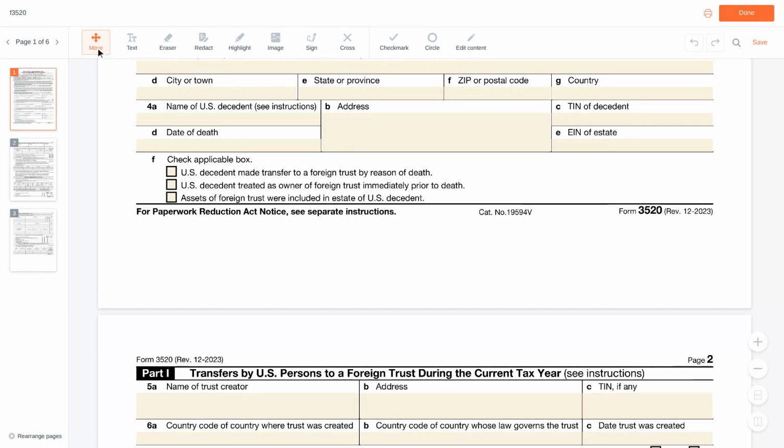IRS Form 3520 is the annual return to report transactions with foreign trusts and receipt of certain foreign gifts. U.S. persons who receive distributions from foreign trusts, who are treated as owners of foreign trusts, or who receive large gifts or bequests from foreign individuals or entities, are required to file this form. It is filed separately from your income tax return and is due by the income tax return due date, including extensions.